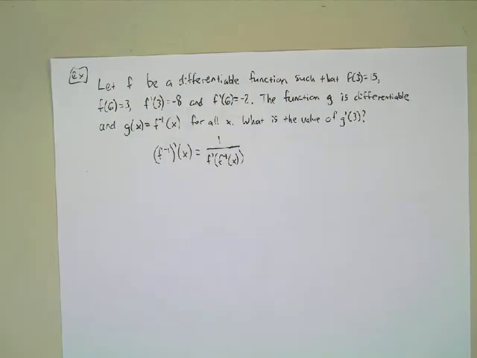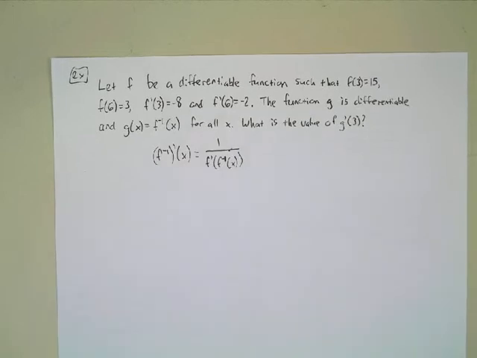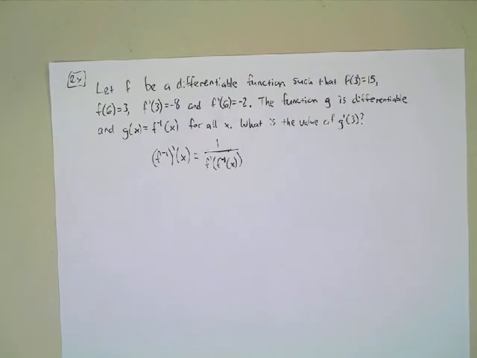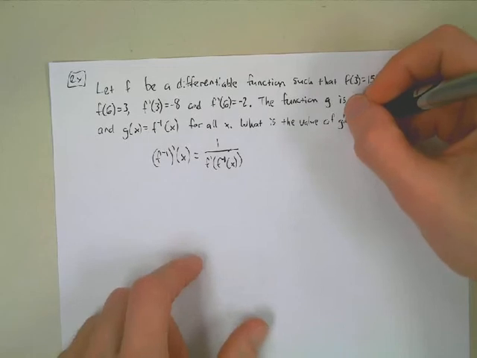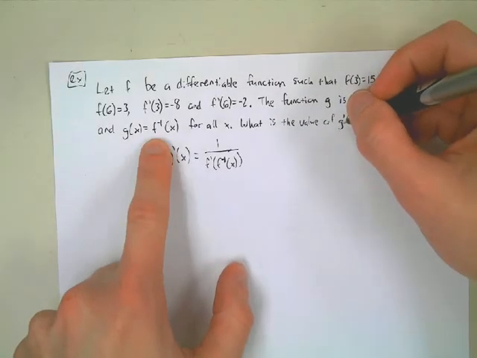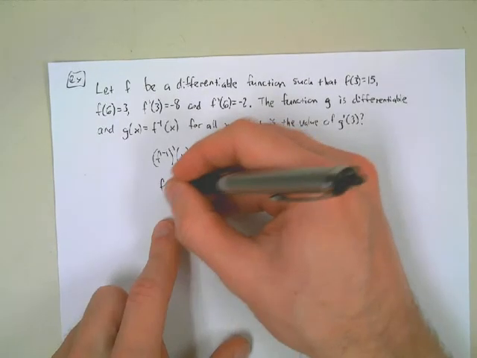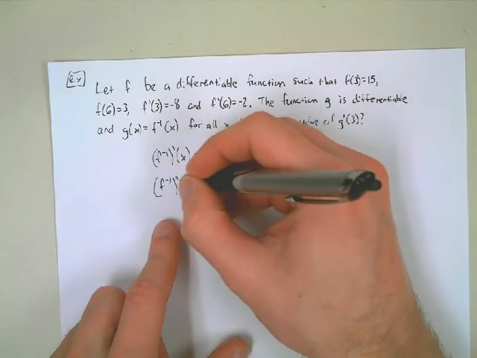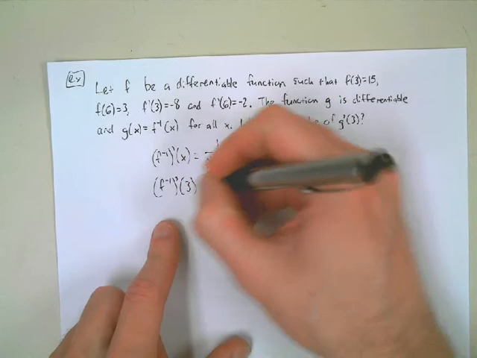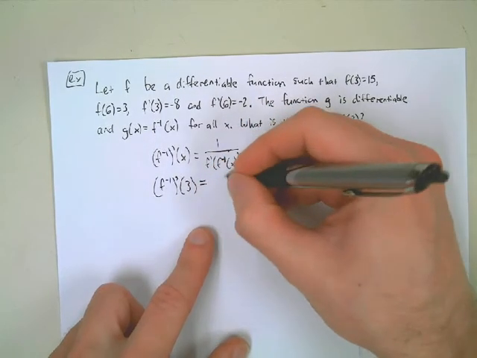So the first thing here, there's our formula. The first thing is, what's x? X is not x in this case. We're trying to find g prime of 3. And remember, g is f inverse, so g prime is really saying f inverse prime. And we want to find it at 3. So we're going to do f inverse prime at 3. So like so.